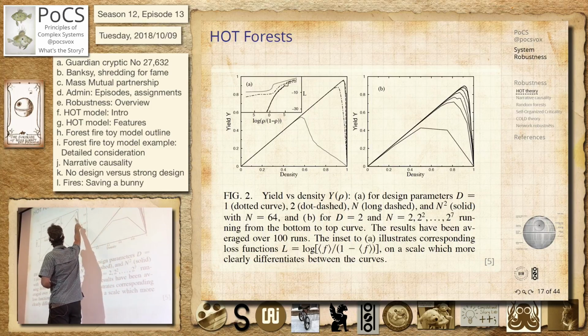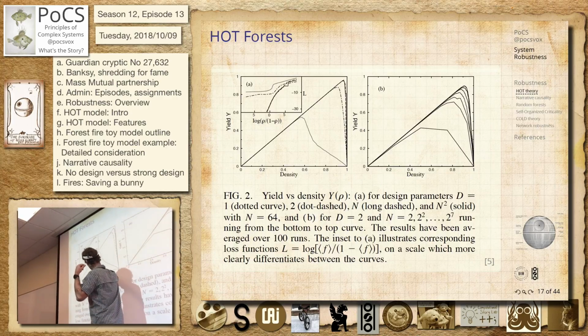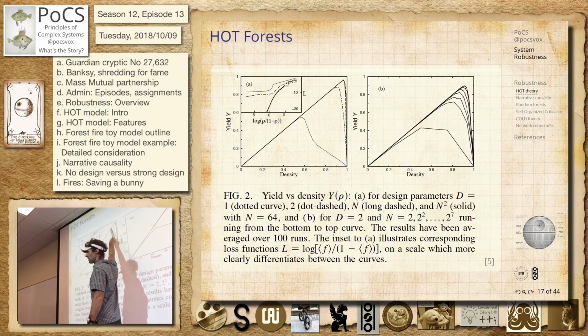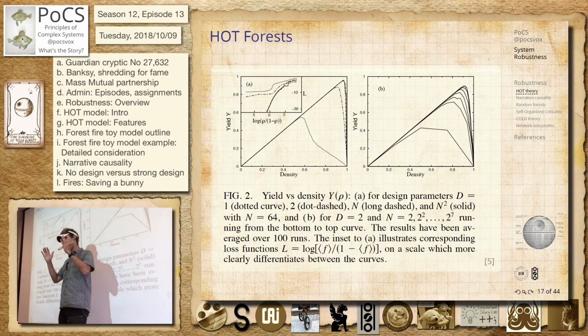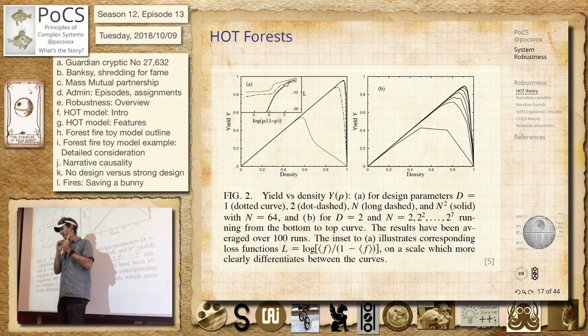So this is design equals 2. Here, adding more and more trees has actually been good, because the average forest fire size has been really small. That's what this really shows. This is the yield curve. Yield, again, is the fraction of the space that's filled by trees minus the average forest fire size.